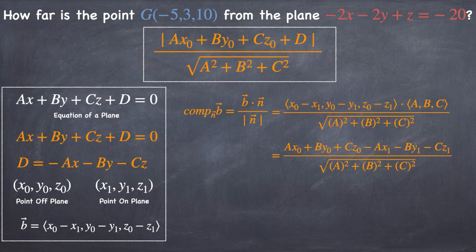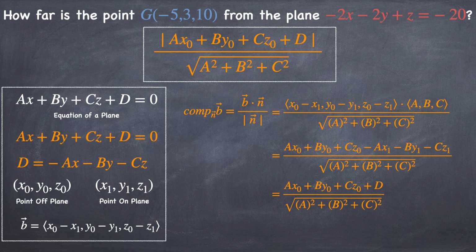When is that equation true? d equals negative ax minus by minus cz. Well, the equation of the plane, that's true for any x, y, and z that are on the plane. And specifically, our x1, y1, z1 is on the plane. So I can go back to my work here and replace negative ax1 minus by1 minus cz1 with positive d. It's a substitution I can make for any point on the plane. And this is why it didn't matter which point we picked on the plane.